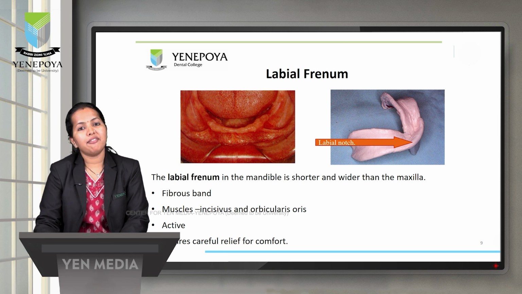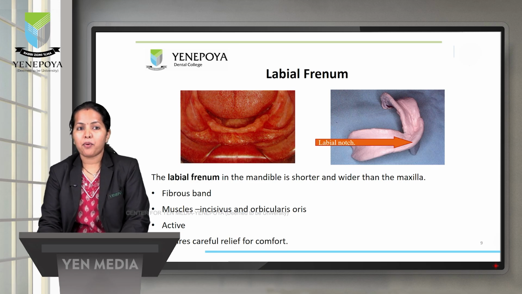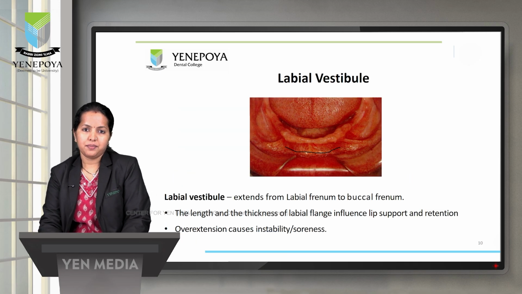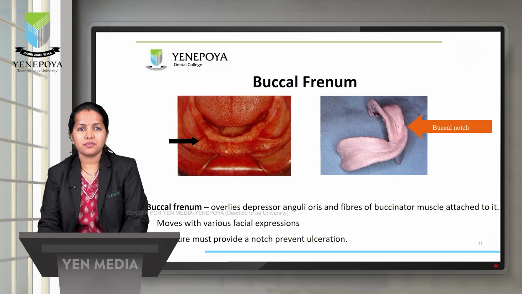Labial frenum. The labial frenum in the mandible is shorter and wider than that of the maxilla. It is basically a fibrous band with muscle attachment and it is active in nature. Hence, proper relief must be given in order to get comfort and stability of the denture. Next is the labial vestibule. It extends from the labial frenum to the buccal frenum. The length and thickness of the labial flange influence lip support and retention. Overextension causes instability and soreness.